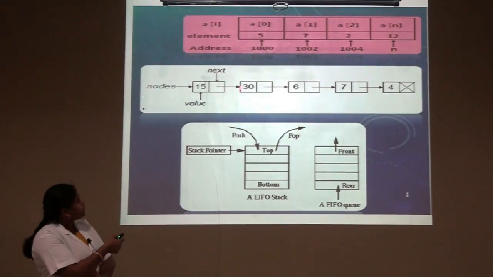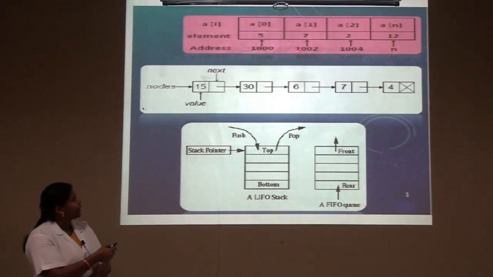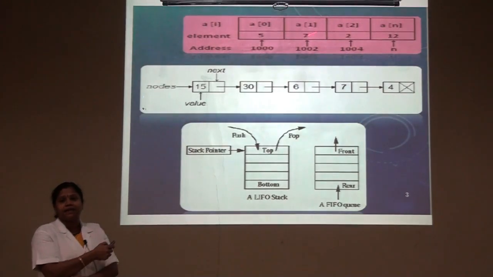So, first is the array data structure. In array data structure, the data elements are organized in a sequential manner. That is, when you look at the memory location, all the data are organized in a continuous memory location. This is what an array data structure is.